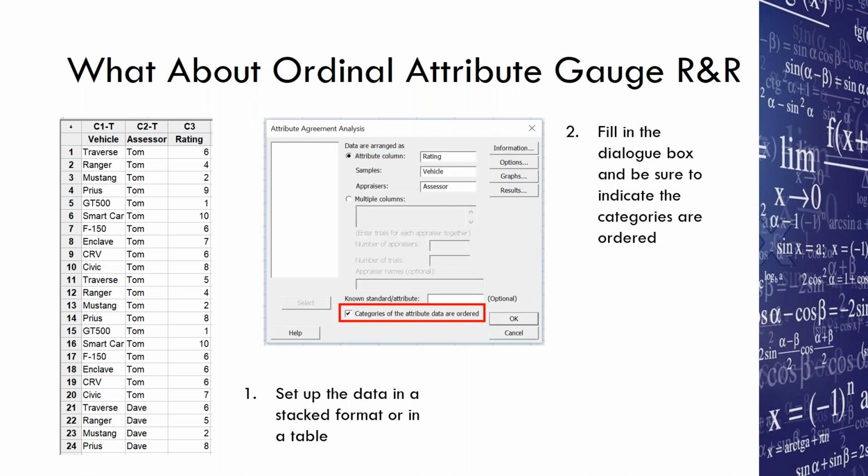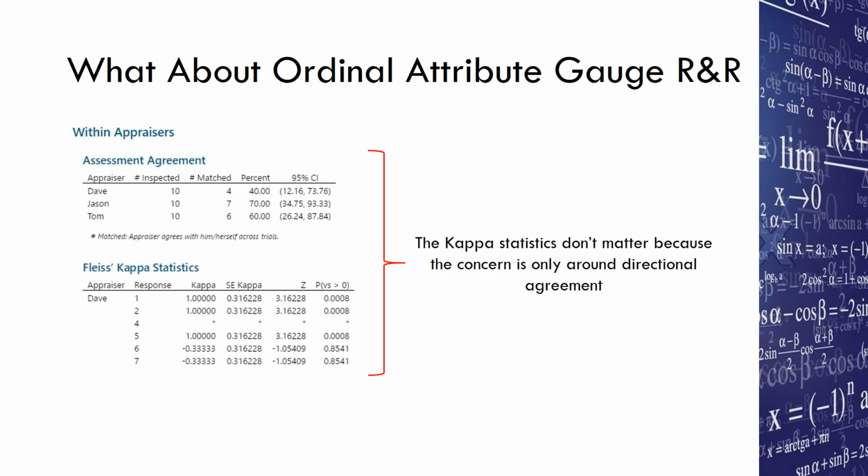The next thing that you're going to do is fill out your columns in the dialog box, but don't forget this checkbox down here. This checkbox is going to indicate that we have ordinal data, and Minitab and your other statistical software need to know that you have that ordinal data so that they know that they need to report the Kendall's value, not the kappa value. So now let's see what Minitab outputs here.